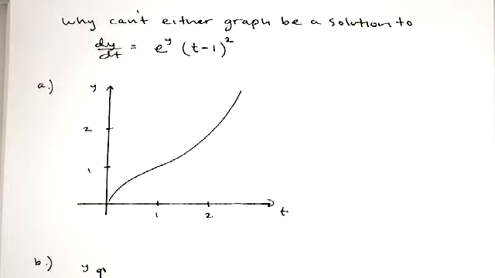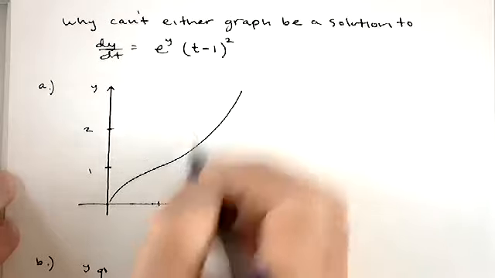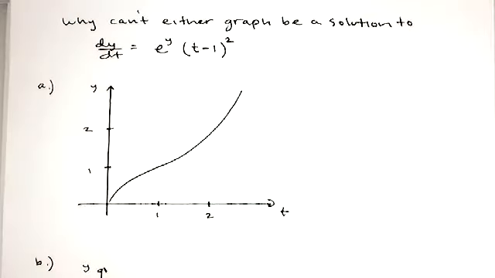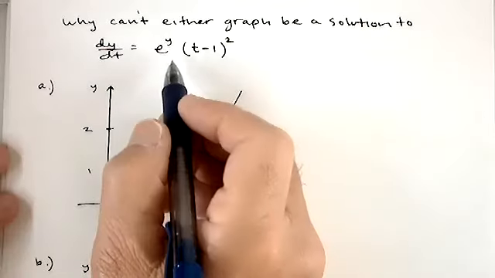But the question here is not graph it. I've already told you, this is not a solution curve for this differential equation, but you have to explain why. How do you know that can't be the solution curve? And so good things to think about, just like we did before.